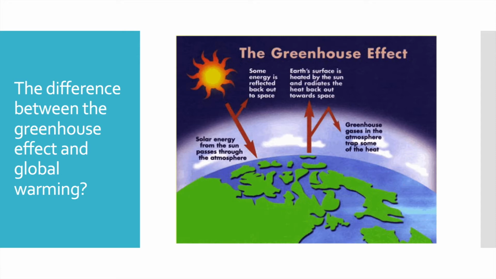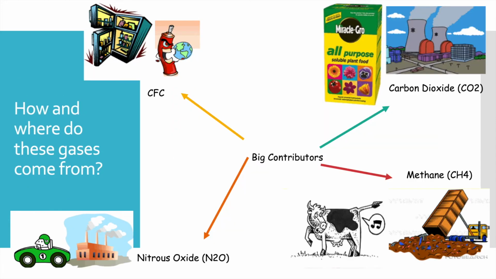Brilliant. So, greenhouse effect is natural, and the global warming, we'll get into it now. So, where do these gases come from? These are the main contributors. So contributors are the people who produce the most amount of it. We can see this in daily life.